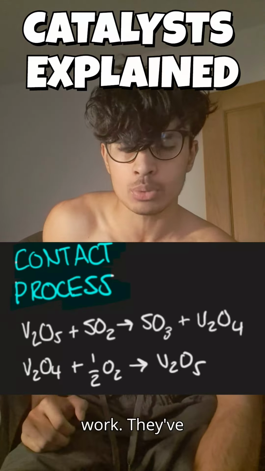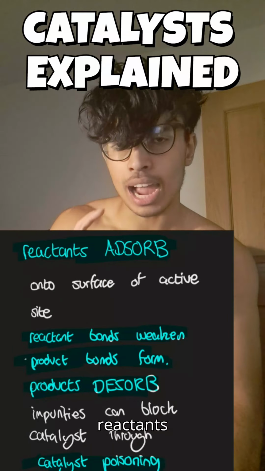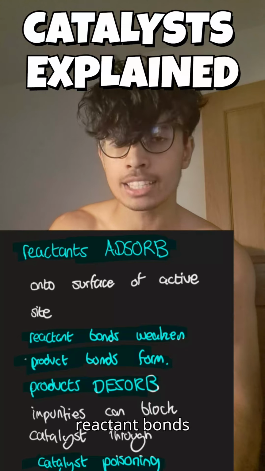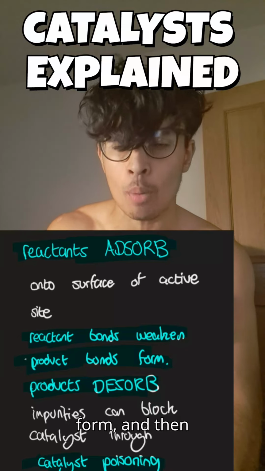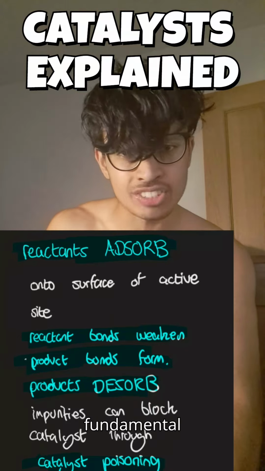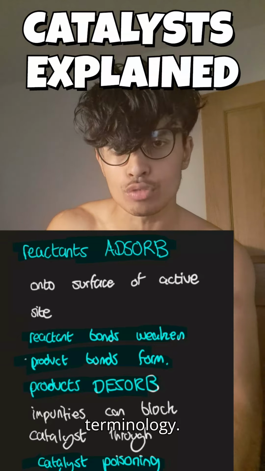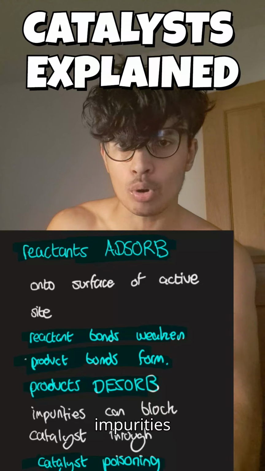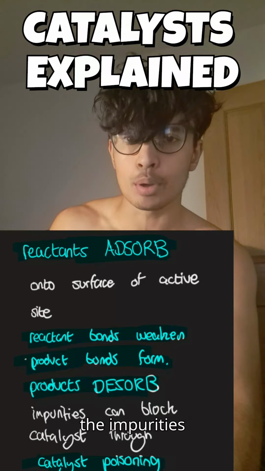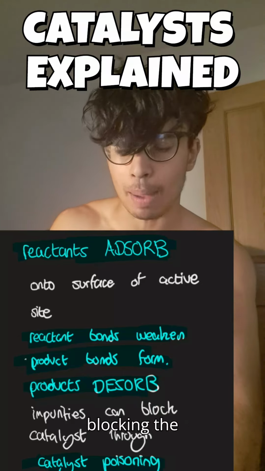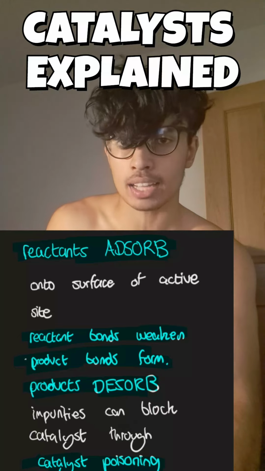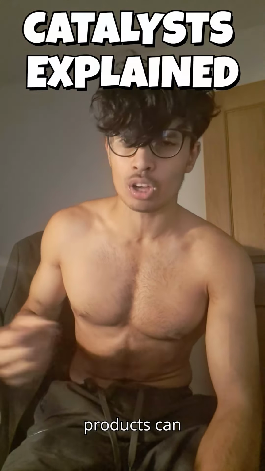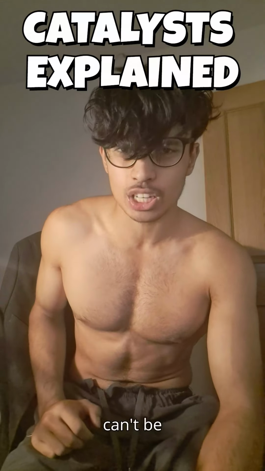How do heterogeneous catalysts work? They've got active sites. The reactants adsorb to the active site. The reactant bonds weaken, the product bonds form, and then the products desorb. It's fundamental that you use the right terminology. The only issue with heterogeneous catalysts is that impurities form sometimes, and the impurities can poison the catalyst by blocking the active site. Obviously if the active site is blocked, then the reactants can no longer adsorb, the products can no longer desorb, and the reaction can't be catalyzed.